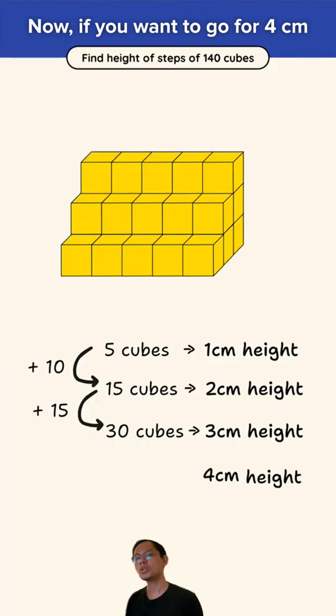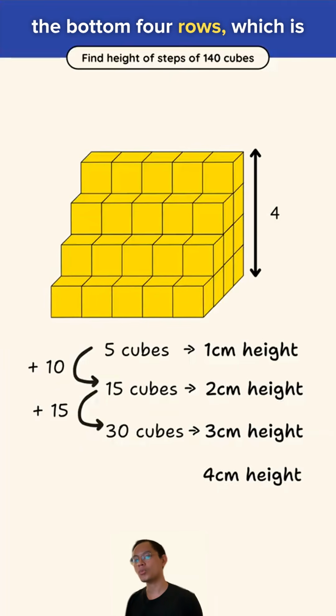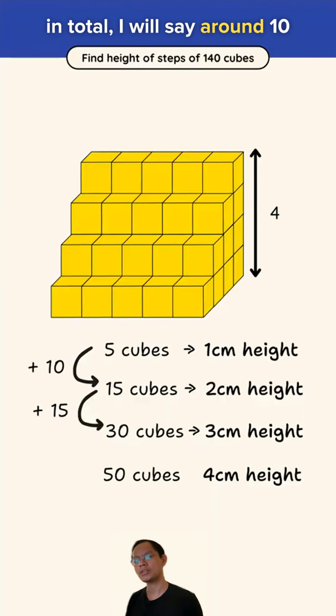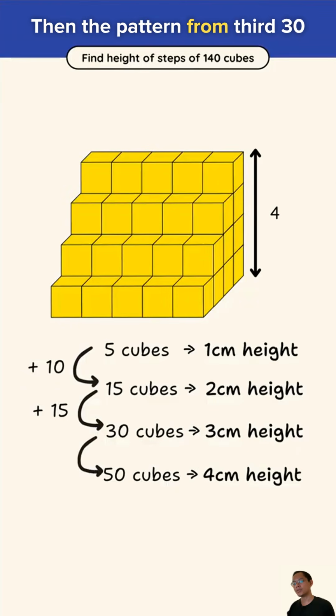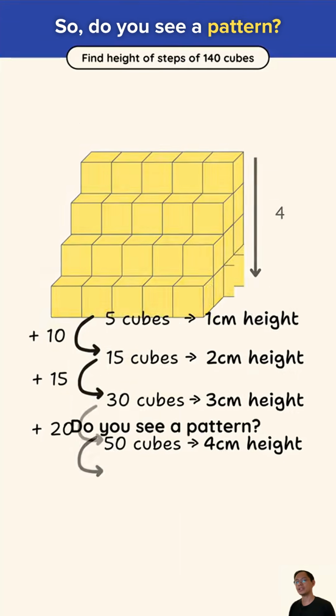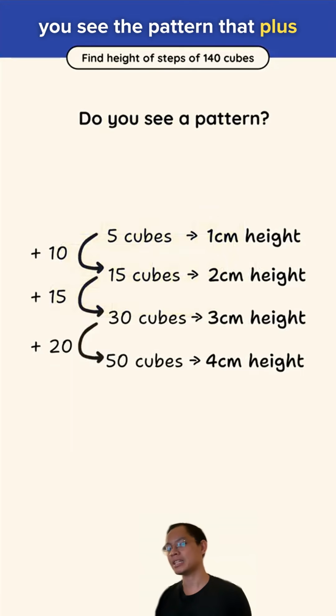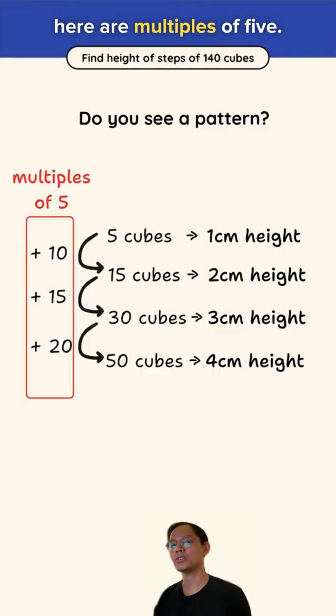Now if you were to go for 4 centimeter height, then we need to add 4 rows at the bottom, which is in total 10 rows, which is 50 cubes. Then the pattern from 30 to 50 is 20. So do you see a pattern? The plus 10, plus 15, and plus 20 over here are multiples of 5.